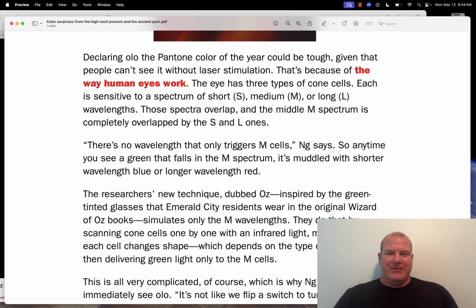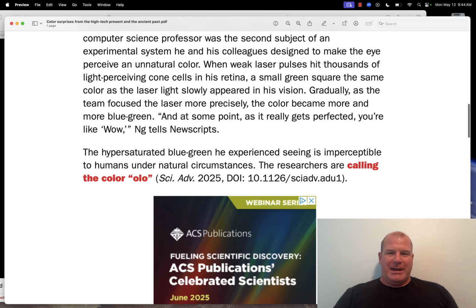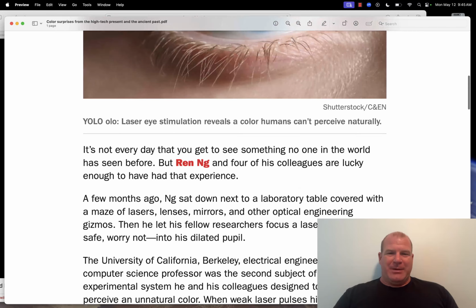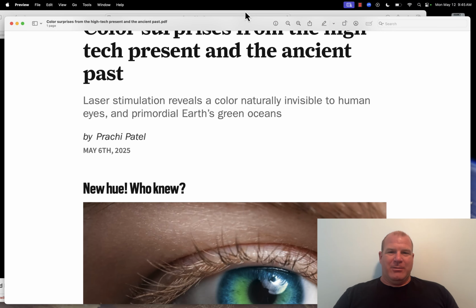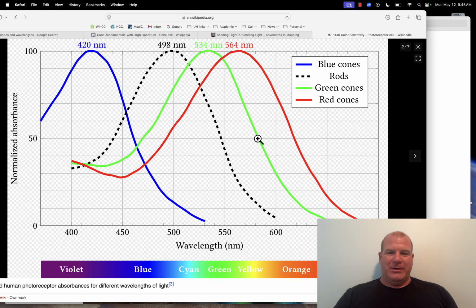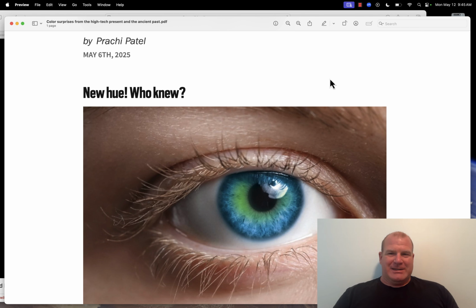You think, well, where is this? I mean, I can picture red, I can picture blue, right? I think in my mind of green, but looking at this, what is green like when only the green cones are being stimulated? Under these specific circumstances they can do it, and they call it Olo. So that's kind of nice.